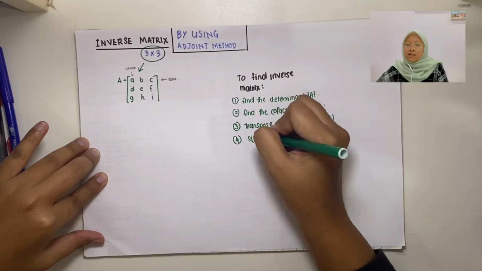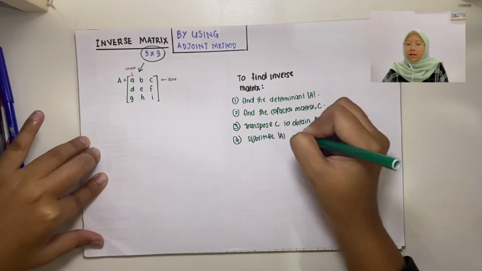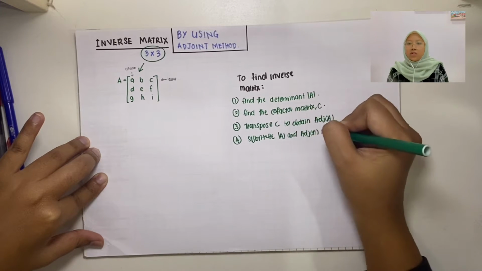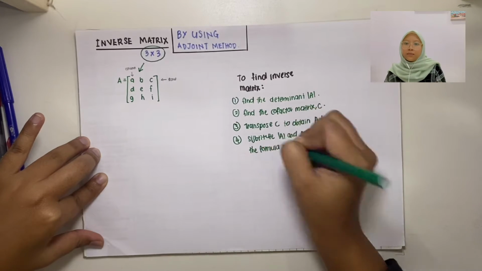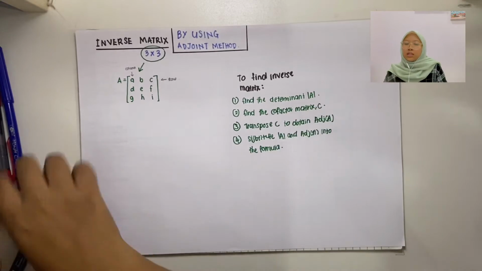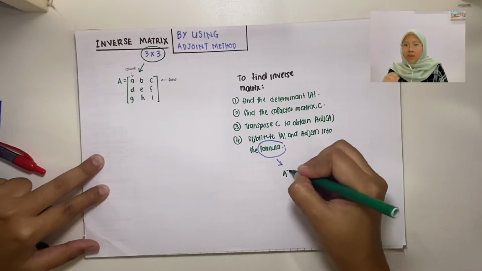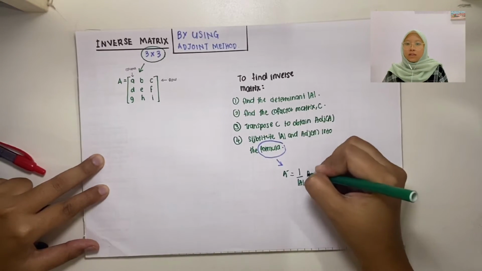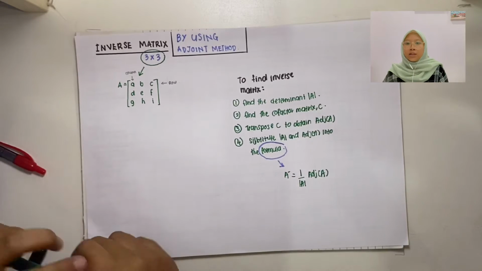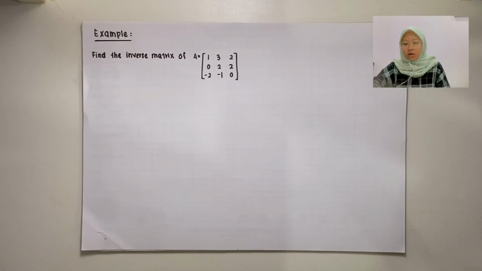Step 4 is substitute the determinant of A and adjoint A into the formula, which is A inverse equal to 1 over determinant of A multiplied by adjoint A. So now let's proceed to our example.